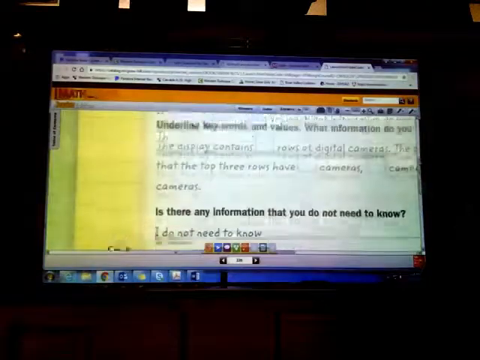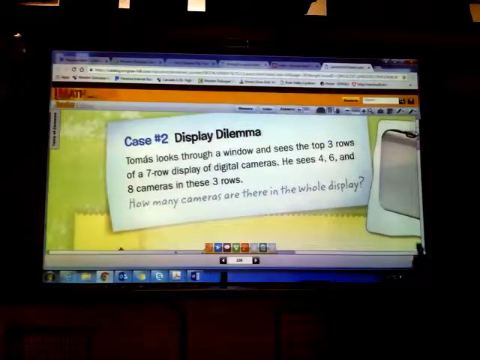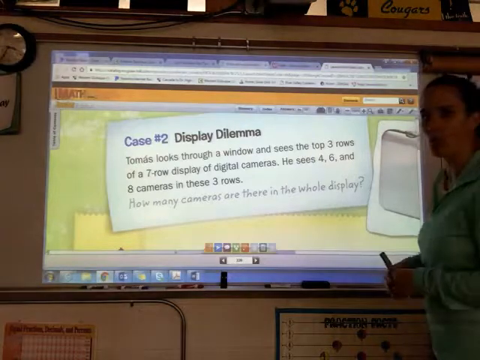Okay, let's go ahead and move on and take a look at page 226, where they are giving us case number 2 at the top. It says, Tomas looks through a window and sees the top 3 rows of a 7-row display of digital cameras. He sees 4, 6, and 8 cameras in these 3 rows. Again, how many cameras are there in the whole display?